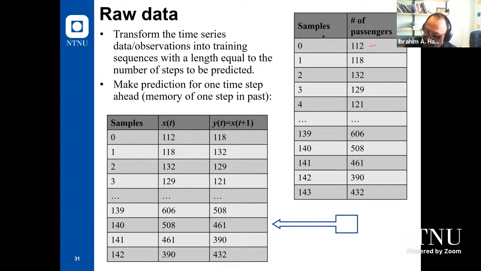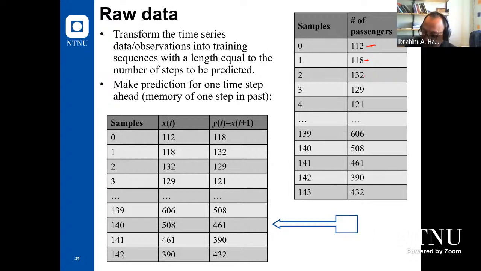So I need to use values at sample 0 to predict the number of passengers at sample 1. So I need to use this one for predicting this one. I need to use this one again to predict this one, and so on. So this one will be xt, this one will be xt plus 1. The original number was 144, now it will be 143 values, correct? Because we need to have this kind of time shift.